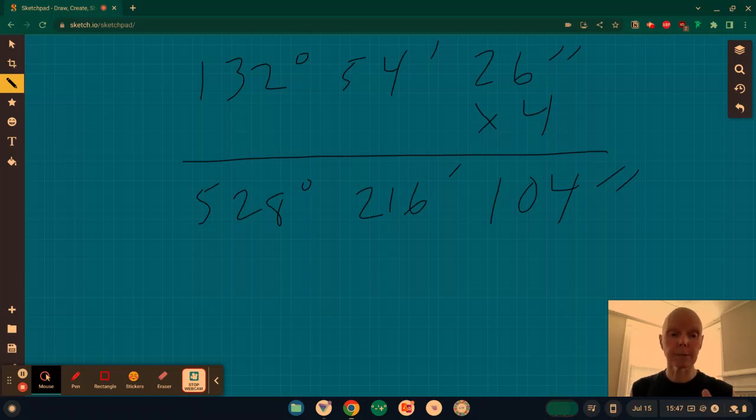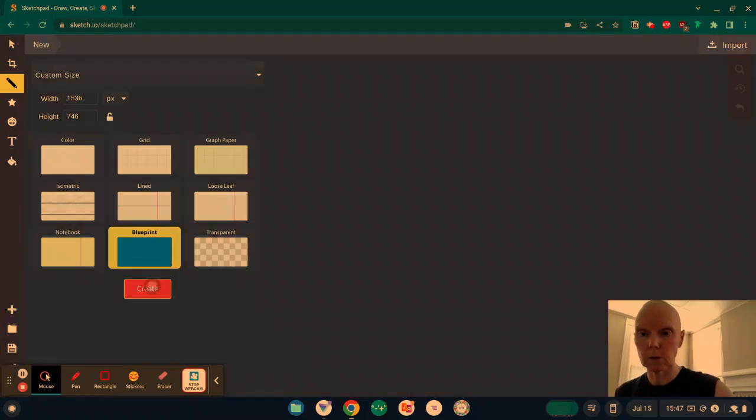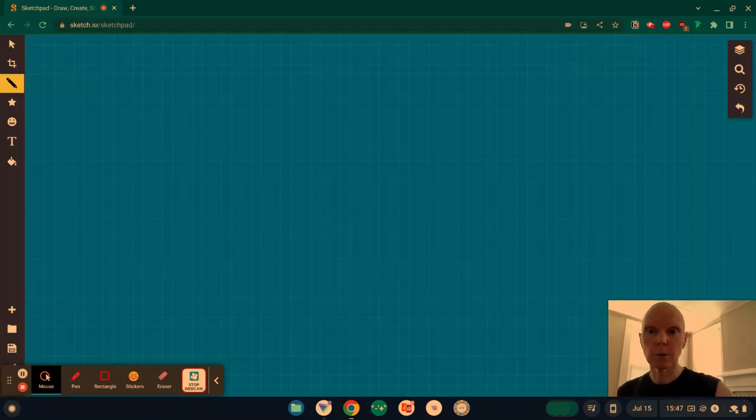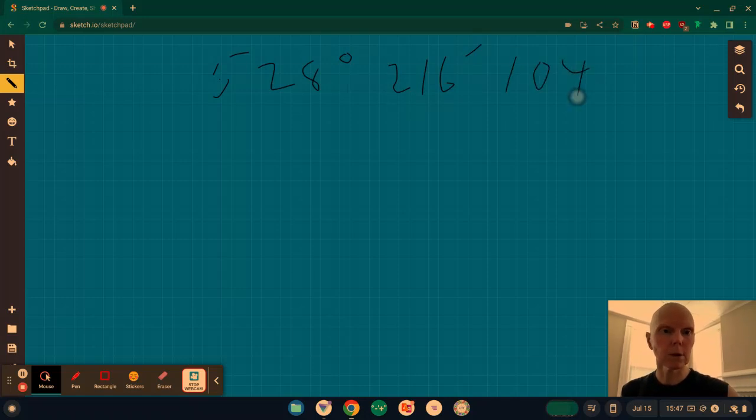Longitudes are often given in degrees, minutes, and seconds. Sometimes they're given in decimal degrees. But right now we're showing what happens if you have it in degrees, minutes, and seconds. How do you calculate that by hand? We're going to go to a new sheet here, and we're going to put 528 degrees, 216 minutes, and 104 seconds.